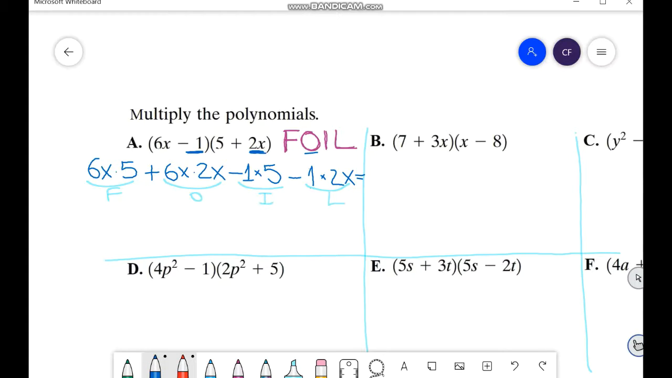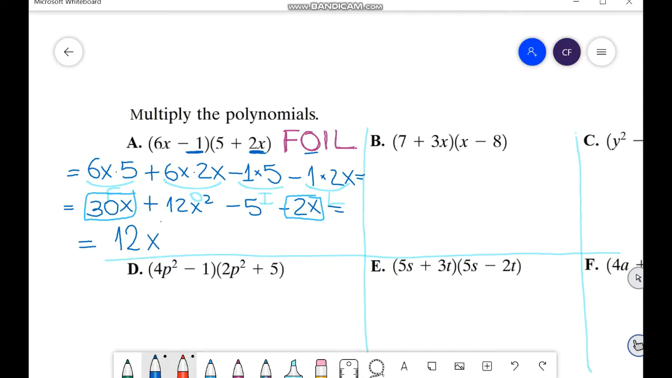If you multiply 6x times 5, 30x, 6x times 2x, 12x squared, negative 1 times 5, negative 5, negative 1 times 2x, negative 2x. We can combine like terms because we have here negative 2x and 30x, right? They are like terms. The final answer is going to be 12x squared plus 30 minus 2, 28x minus 5.